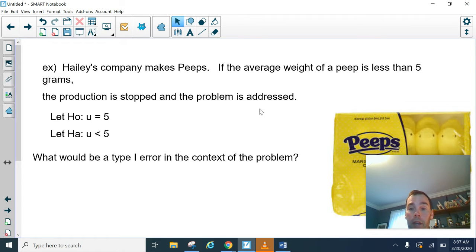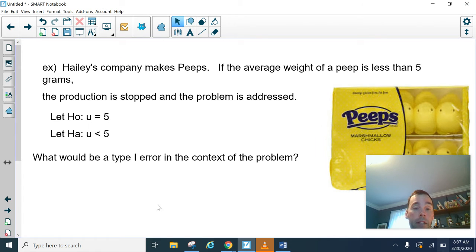So for this particular problem here, Haley has a company that makes peeps. The average weight of a peep is less than 5 grams. The production is stopped and the problem is addressed. So she works for a company that if the assembly line of peep production can show that the peeps aren't at 5 grams, they have to stop the whole process and then fix the machine and then restart the process.